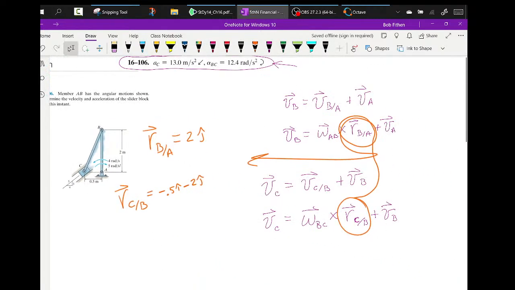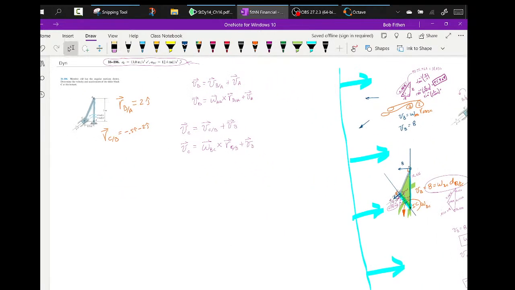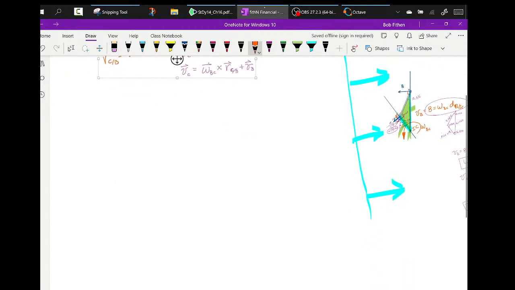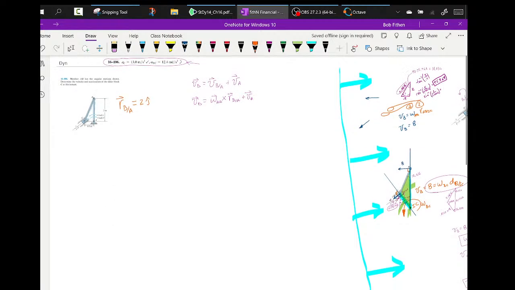So the reason I stopped is I needed those vectors throughout, so I might as well go ahead and grab them. As a matter of fact, I'm going to grab this one with this one and move them down the page. Now I'm going to just work here.